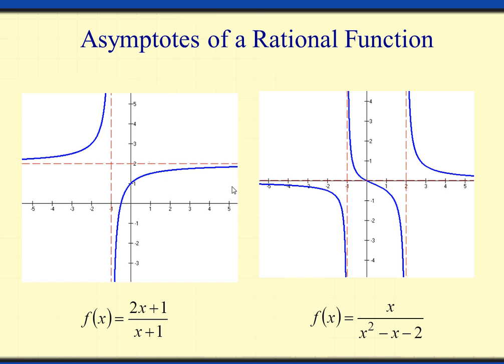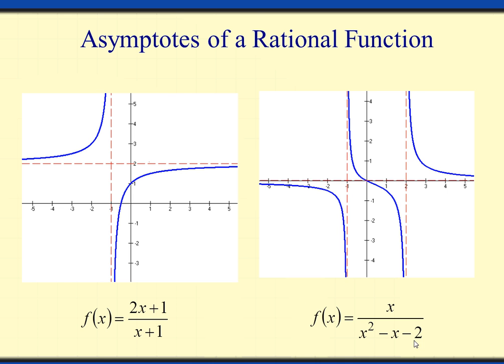Now, here's the idea. A horizontal asymptote is something the graph gets close to way out on the left and way out on the right, maybe not in the middle. And as the graph approaches a vertical asymptote, it's either going to go way, way up or way, way down. It won't cross a vertical asymptote. We'll see why in a moment.